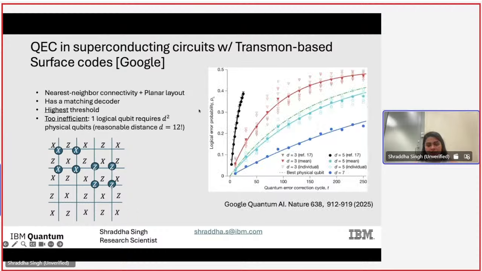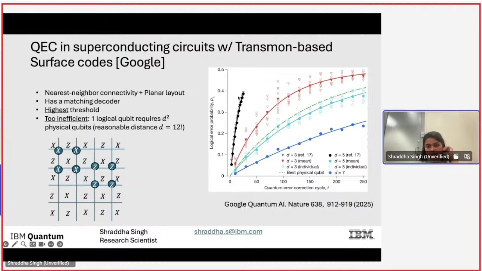Google recently demonstrated this threshold plot. So the one that I was showing you was plotted in log scale, and here this is not in log scale. So as you can see, as time increases, error should increase. The x-axis here shows you the increase in physical error probability as you go to the right. Here is your logical error probability. And this is your d equals 7. This is lower than d equals 5, and it's lower than d equals 3.